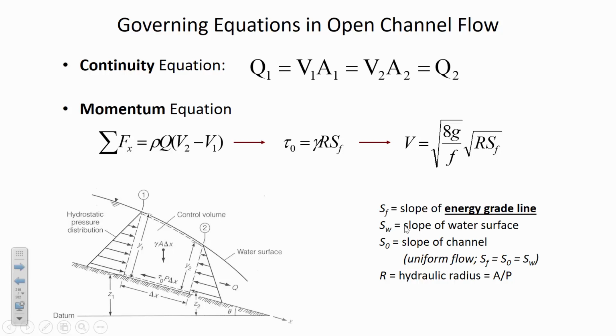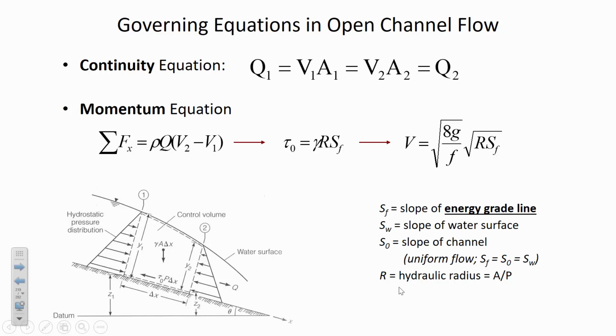The S sub W, the slope of the water surface, is actually asking the question, at a given point, what's the curvature of the water surface itself? And so it's not the slope of the imaginary line above the water surface, that's the EGL. The slope of the water surface is something that we occasionally have to keep track of. And then the other slope is the slope of the bottom of the channel.